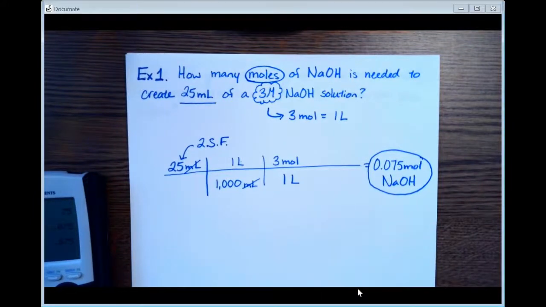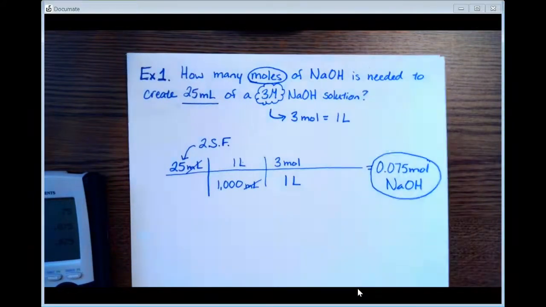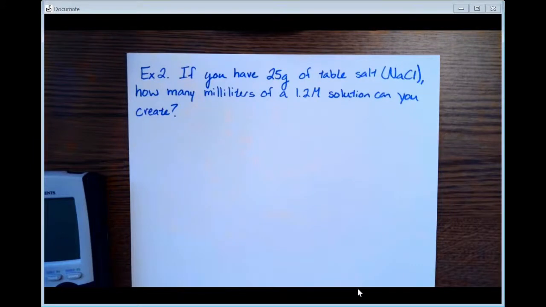Okay, let's try another problem. Okay, this one's a little bit more complex, but we can do it. If you have 25 grams of table salt, how many milliliters of a 1.2 molar solution can you create?